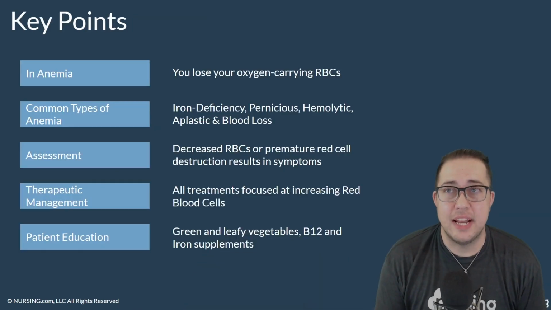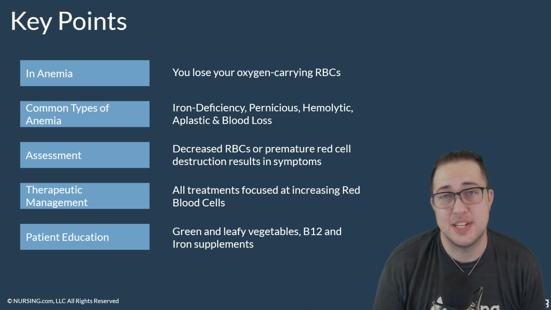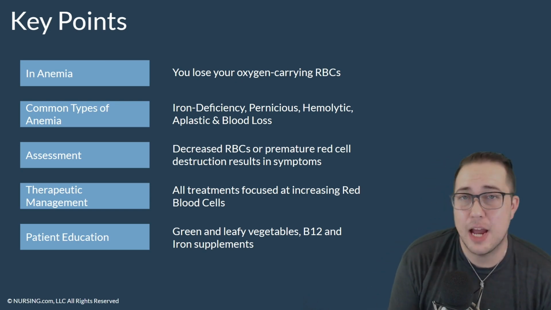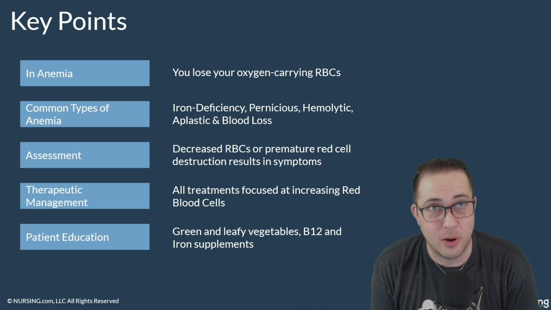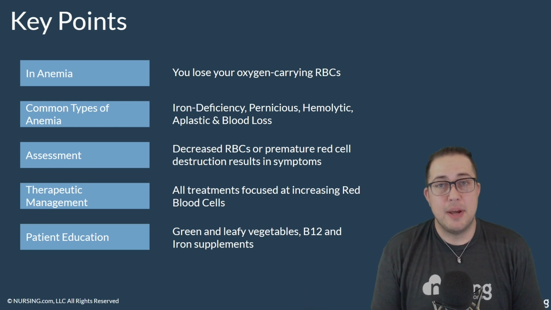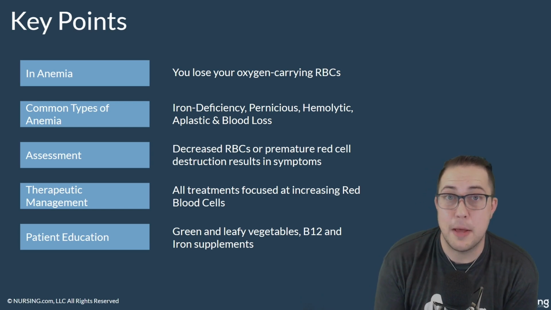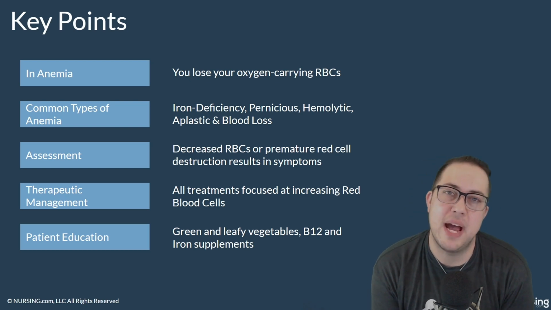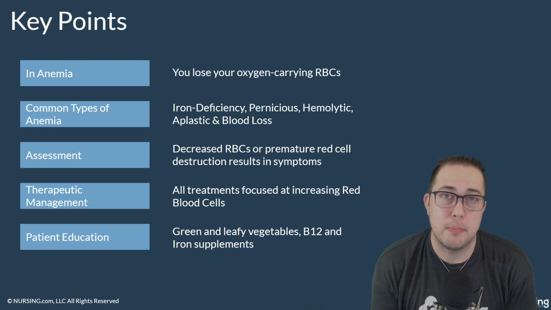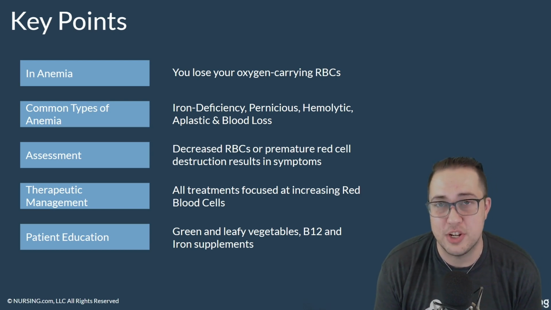So to recap some key points related to anemia, remember that in anemia, you lose your oxygen carrying cells. These are the red blood cells. Make sure that you're familiar with the different common types of anemia, right? And what causes them. Iron deficiency anemia, we don't have enough iron. Pernicious anemia, we don't have enough vitamin B12, etc. Make sure that you're familiar with the assessment findings that we're also going to see in patients who have anemia. And remember that these all stem back from the fact that we have less red blood cells, less oxygen carrying capacity. Understand the different types of therapeutic managements that we're going to give for patients with anemia, and also understand that they are geared specifically at the type of anemia that a patient has, as well as the patient education, which we just discussed.